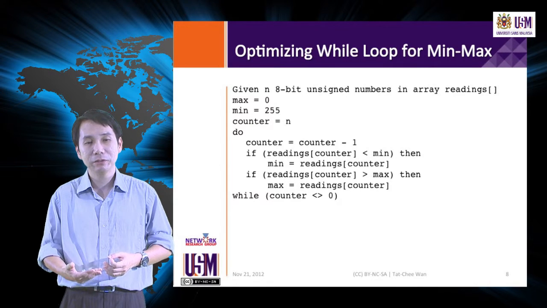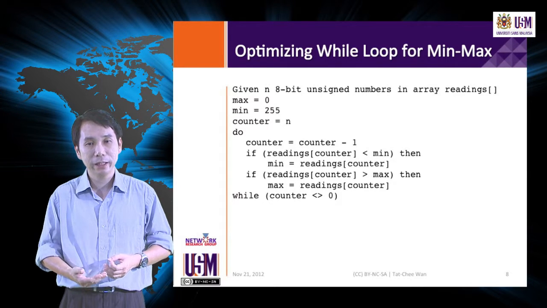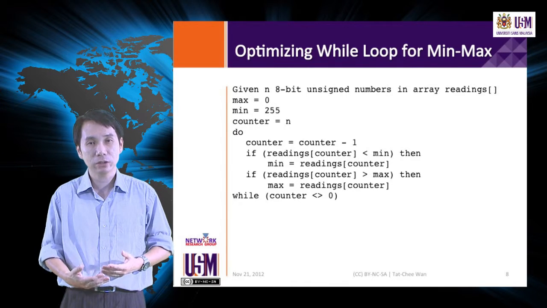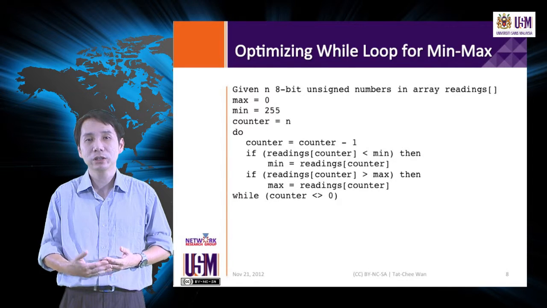So in this case, we will decrement the counter at the beginning of the loop to come up with a correct index for the array, and then do the comparisons for min and max to determine min and max, and finally we will do the comparison against 0 to determine whether we would need to repeat the loop or terminate the loop.